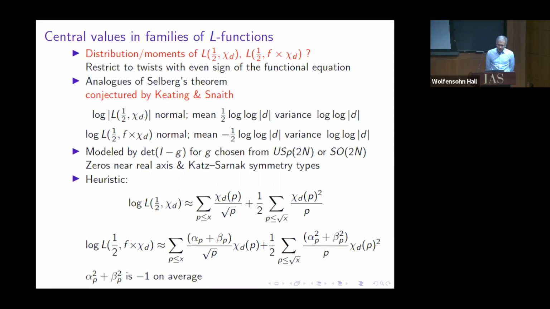So in other words, if you look at the raw values of L(1/2, chi_d) for quadratic Dirichlet L-functions, those tend to be kind of big. Whereas if you look at the raw values of L(1/2, f twisted by chi_d), those tend to be a little bit small, at least typically.